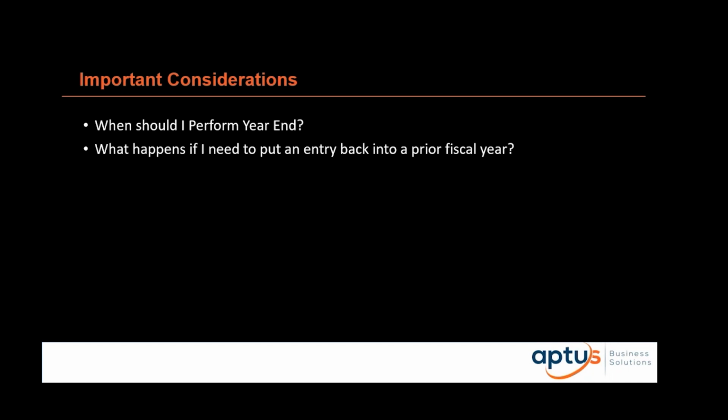The only implication of you doing your year end before all entries are complete is that every entry dated pre 1st of July 23 will create some extra entries when posting, and it can slightly slow down posting. But this is a pretty minor disadvantage to be able to get real time reporting still. The next consideration is what happens if I need to put an entry back into a prior fiscal year.